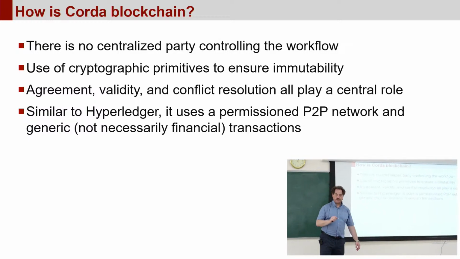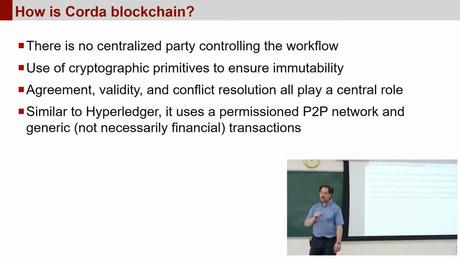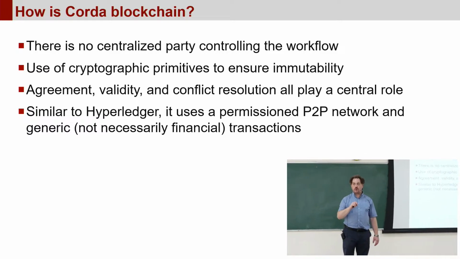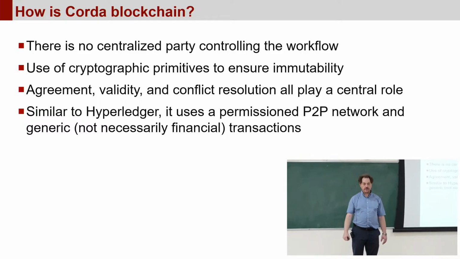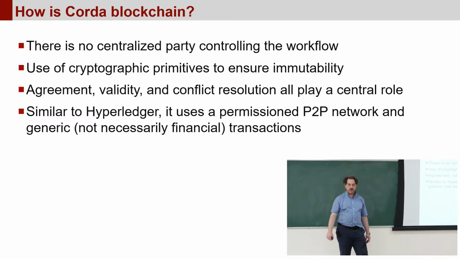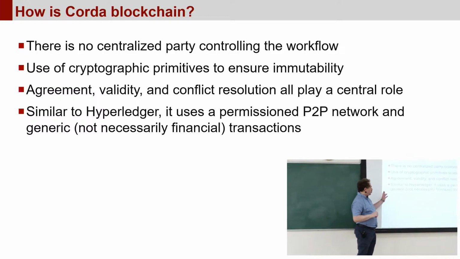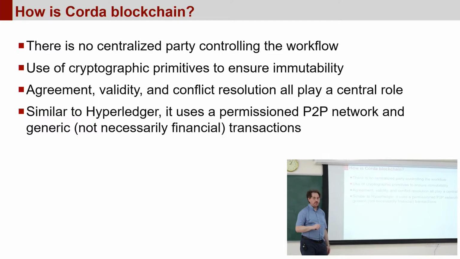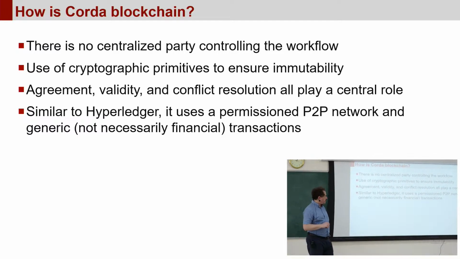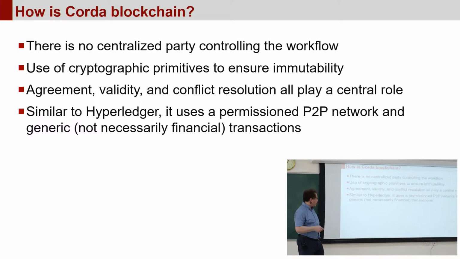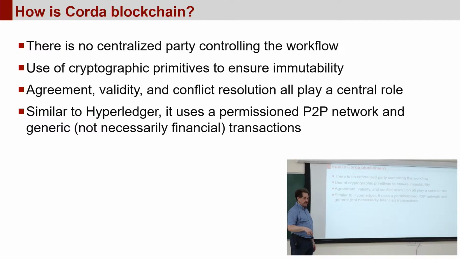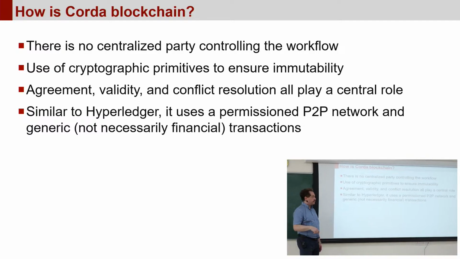It's similar in the sense that there is a contract resolution here. There is no branching in Corda, but there could be some disputes between the participants. And those disputes need to be resolved, and there is an additional mechanism for resolving the disputes on the facts. Similarly to Hyperledger, it uses a permissioned peer-to-peer network between the participants. And the transactions are generic, so they're not necessarily financial. It's not only transfers. The facts can be anything.